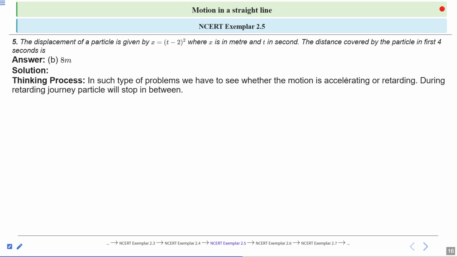Accelerating means particle accelerates in positive direction. Retarding, particle will stop in between. So given displacement of the particle x is equal to t minus 2 whole square. So here we will use the formula of a minus v whole square.